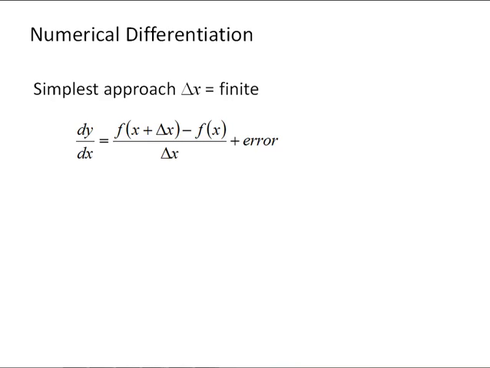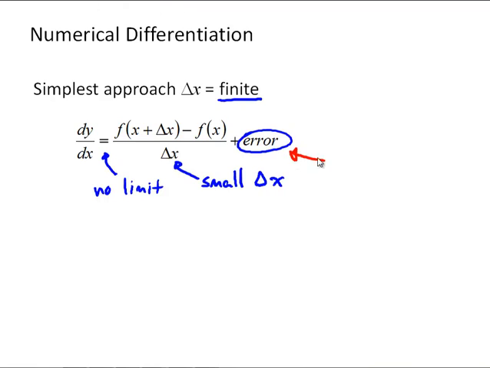So the simplest approach would be just to drop the limit and use a finite delta x. Instead of taking the limit as it goes to 0, we will just drop the limit, use a small delta x close to 0, and recognize that we're going to have some sort of error. And what we want to do is know, well, what kind of error is this approach going to give us? So how much error? And can we improve on this approach?